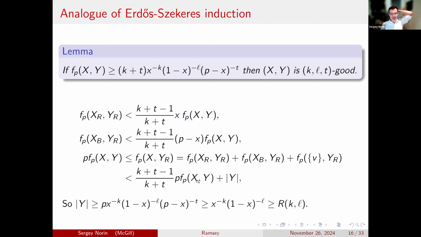And now we can just plug in, because we have a lower bound on FP, this inequality, and get a lower bound on the size of Y, which is just the Erdős-Szekeres lower bound, x to the power minus k times 1 minus x to the power minus l, which guarantees that Y contains our red k, k or blue k, l that we want to find by Erdős-Szekeres bound. Okay, so that's the proof of this lemma on top. It is essentially Erdős-Szekeres proof applied to this parameter with actual Erdős-Szekeres bound plugged in at the end. Basically, the bound is in this particular form so that the induction goes smoothly.